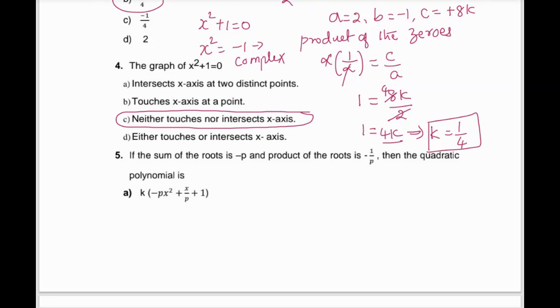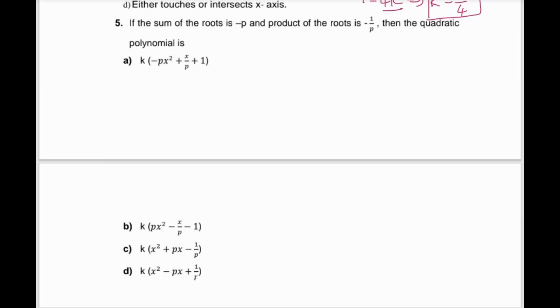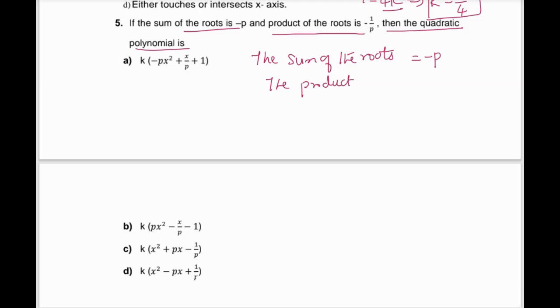So next one, you have: if the sum of the roots is minus p and the product of the roots is minus 1 by p, then what is the quadratic polynomial? So here they have given the sum of the roots is minus p, and the product of the roots is minus 1 by p.